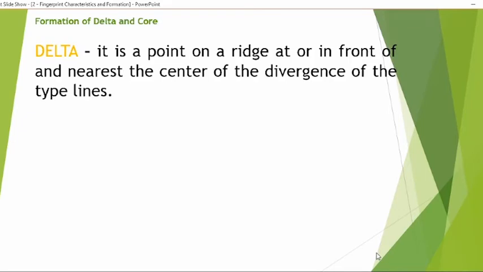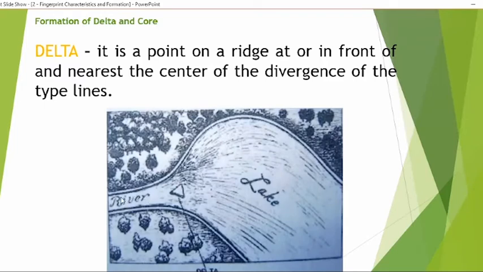So, punta tayo sa definition ng delta. When we say delta, that is the point on a ridge at or in front of the nearest to the center of the divergence of the type line. Parang ganito. Galing sa river papunta sa lake. Ito yung kanyang pipeline, diba? So yung river pagpapunta sa kanyang lake, merong bato dyan, that is the first obstruction. Diba? The first obstruction, yan yung tinatawag nating delta sa fingerprint. So itong lake nito, ito yung pattern area, ito yung divergence of the type line. The first obstruction, that is the so-called delta.